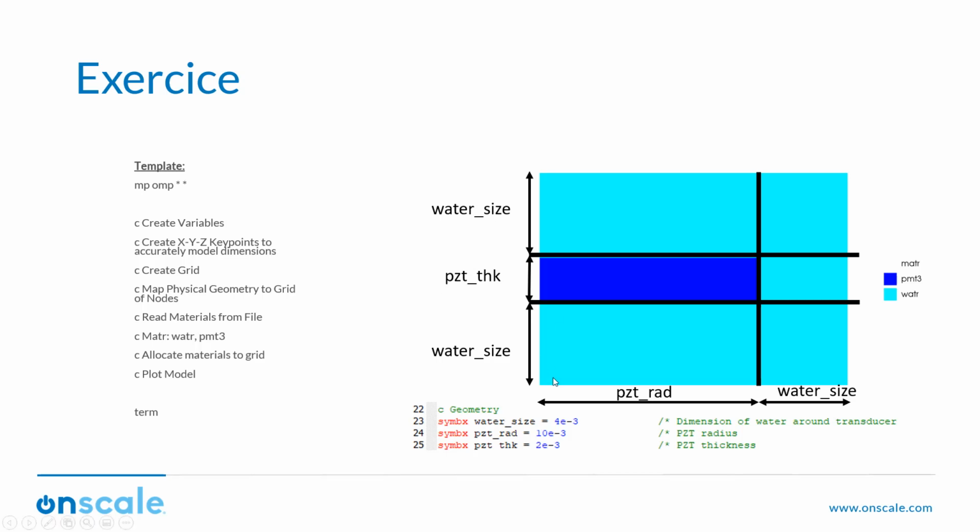So you see that I have 1, 2, and 3 variables to define. PZT rad, PZT thickness, and water size. Because water size here and here and here are the same variable. And let's look at the value. PZT rad should be 10 millimeter. PZT thickness is 2, and water size is 4.